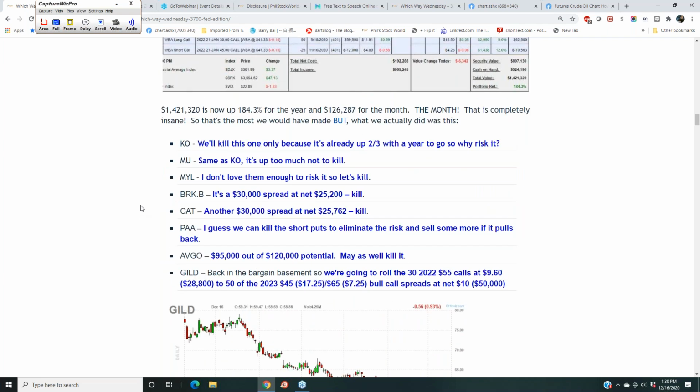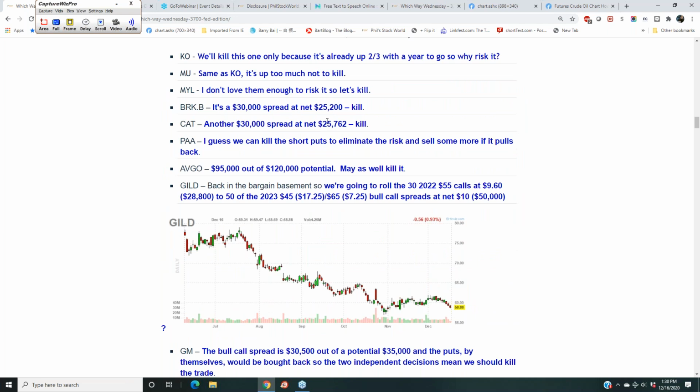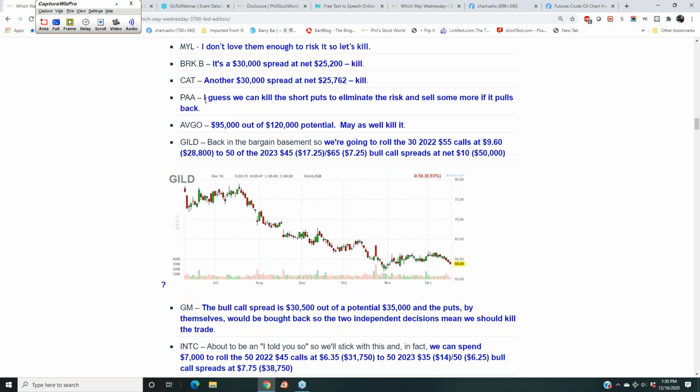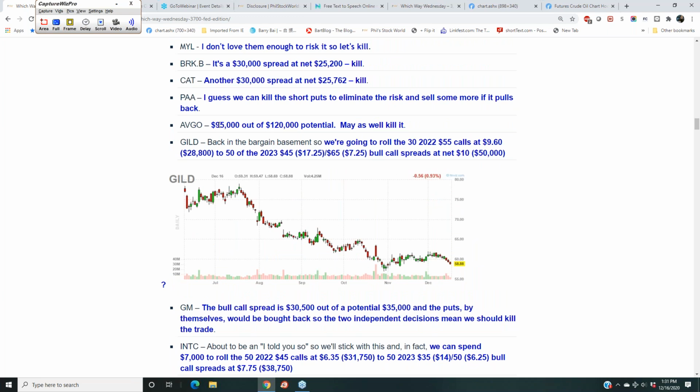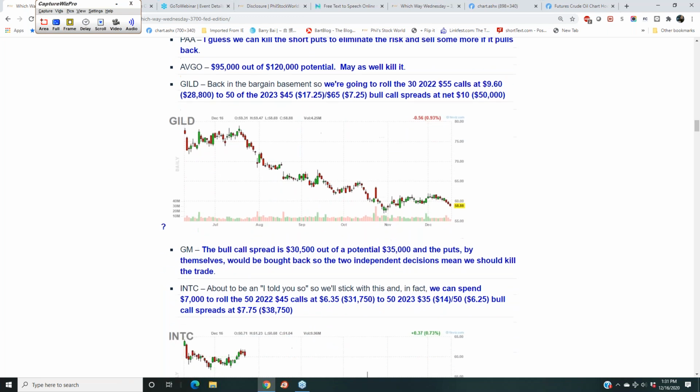Anyway, so Berkshire we killed, Caterpillar, same thing. Look, everybody here, 30,000 spread, it's 25,000. Forget it. We can do better with $25,000 and make 5,000 over the course of another year. PAA, that was different. We liked that one a lot. We eliminated the short puts just because it has downside risk, and so what? Broadcom, ridiculously in the money, but 95,000 out of 120. So we can leave the 95,000, make 25,000, still only 25%. May as well kill it. It's not worth keeping. I can do something else with the 95,000.